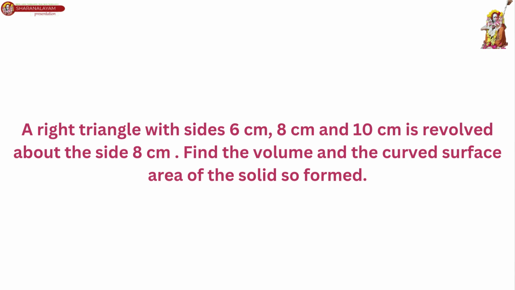Next question. A right triangle with sides 6 centimeters, 8 centimeters and 10 centimeters is revolved about the side 8 centimeters. Find the volume and the curved surface area of the solid so formed.